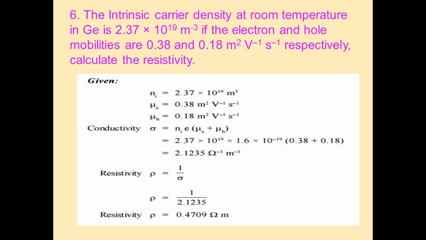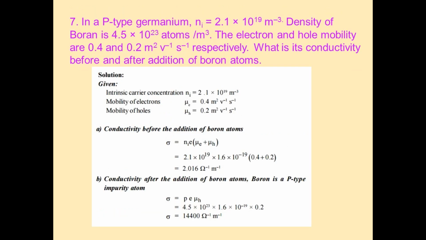Conductivity sigma equal to Ni E (mu E plus mu H). Substitute the values. We get sigma equal to 2.12 ohm inverse meter inverse. The reciprocal of conductivity is called resistivity, denoted by rho. Rho equal to 1 by sigma. Therefore, rho equal to 1 by 2.12. Resistivity, by calculating, we get 0.47 ohm meter.